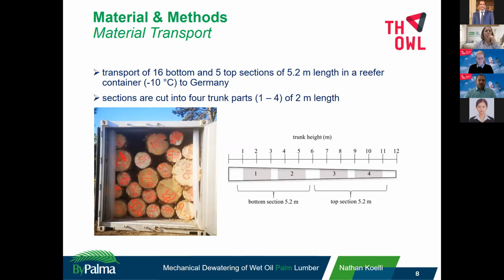You see here a picture of the container, and the palms were cut in half in sections of 5.2 meters. Then 16 bottom sections and 5 top sections were loaded into a reefer container at -10 degrees Celsius and were shipped to Germany. The sections are cut into 4 trunk parts, 1 to 4, of 2 meter length. In the drawing on the right side, we see the bottom section consists of trunk parts 1 and 2, and the top section consists of trunk parts 3 and 4.